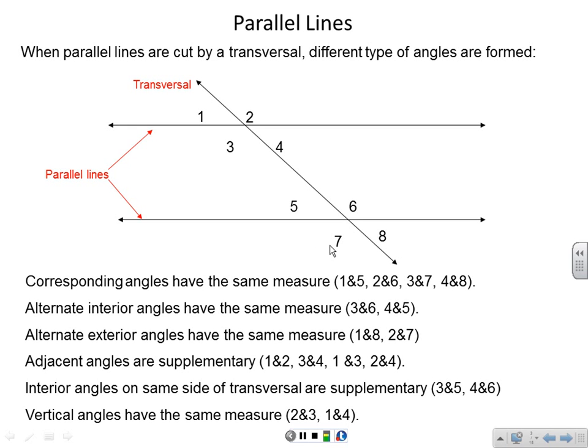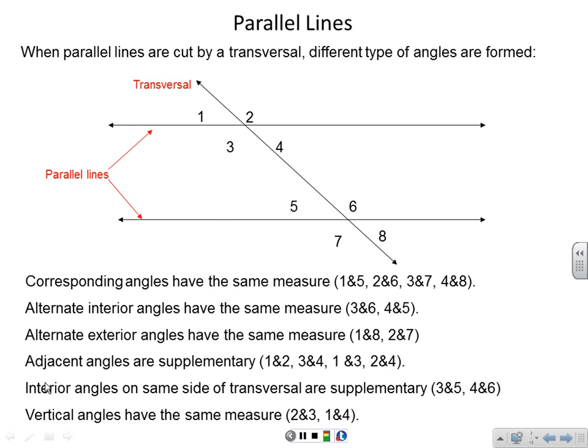Then you have adjacent angles that are supplementary. Adjacent just means next to. So adjacent angles would be like 1 and 2, and they are supplementary because they make up this 180 degree straight angle, make up a straight line, so it's 180 degrees. So 1 and 2 are adjacent, 1 and 3 are adjacent, 2 and 4 are adjacent. Anything that makes up a straight line, 3 and 4 are adjacent.